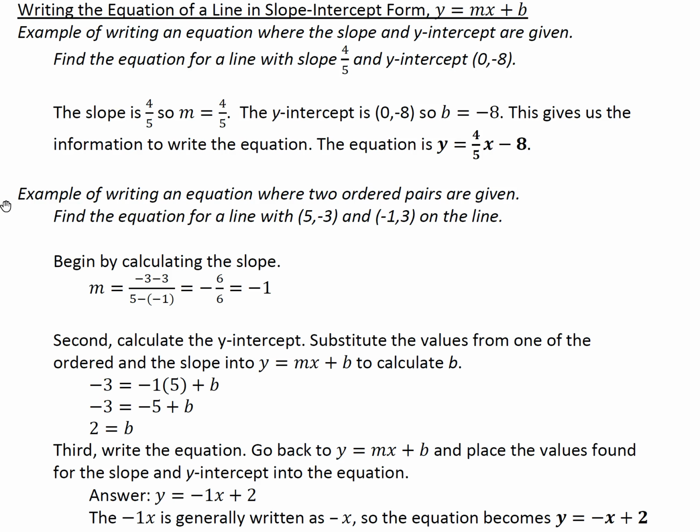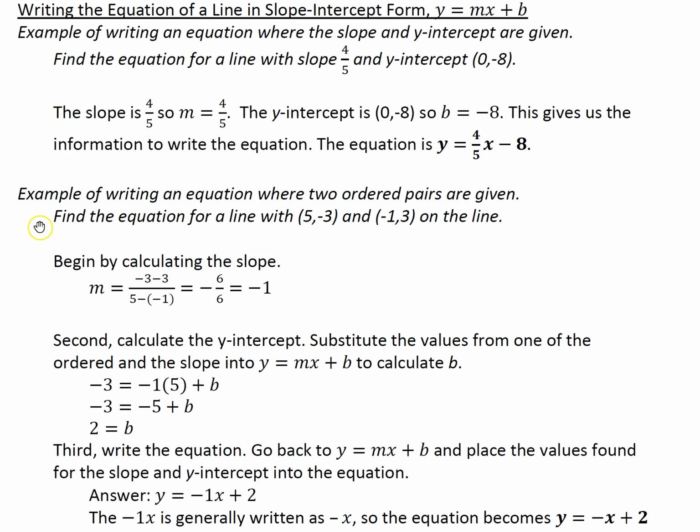Frequently in life, the information is not given to you so specifically, where here's the slope and here's the y-intercept. Instead, we have ordered pairs, and we're going to take a simple case before we look at an application in a different video. In this simple case, we'll look at the ordered pairs being provided so that we can write the equation. It says find the equation for a line with the ordered pair (5, -3) and the ordered pair (-1, 3) on the line.